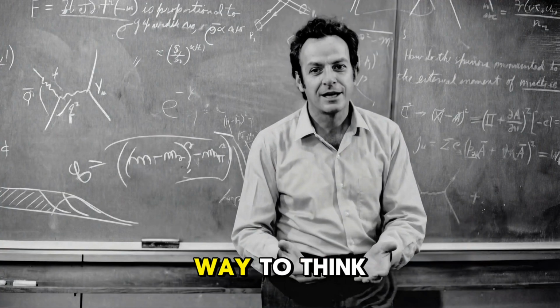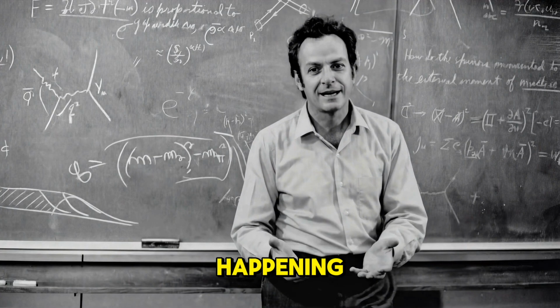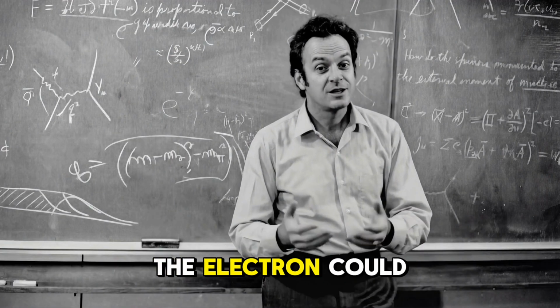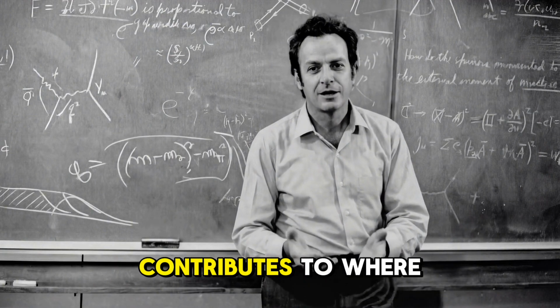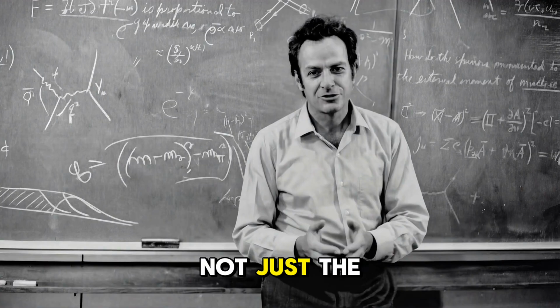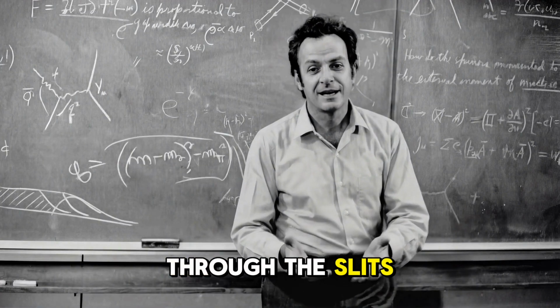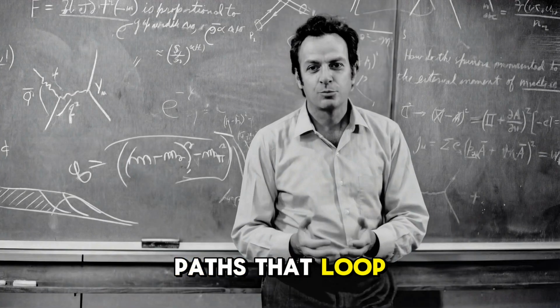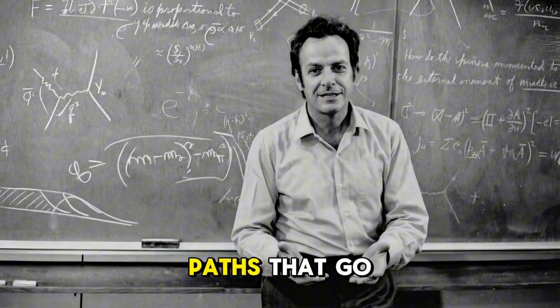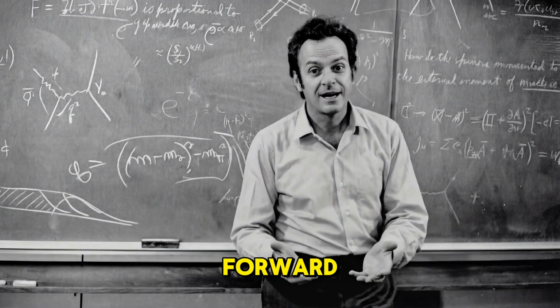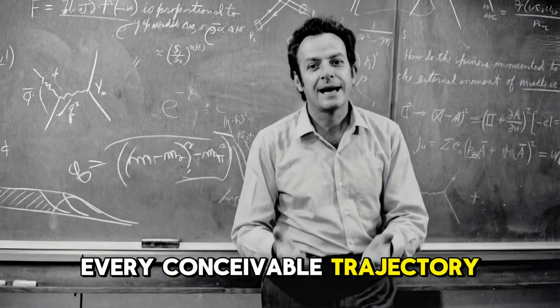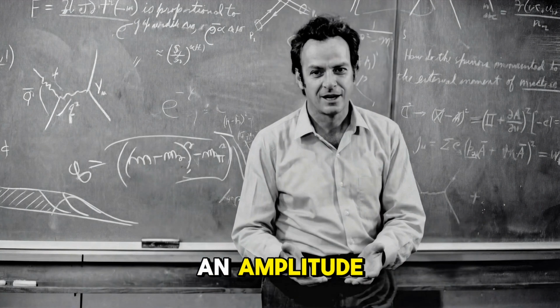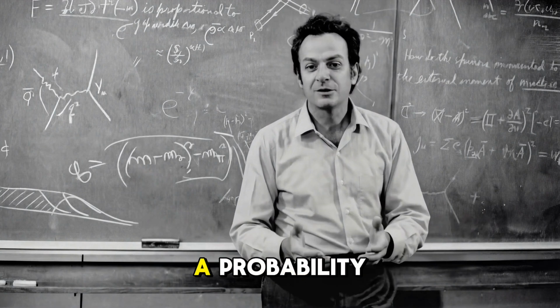There's a mathematical way to think about this that captures what's happening. Every possible path the electron could take from source to detector contributes to where it ends up. Not just the two obvious paths through the slits. Every path. Paths that curve wildly through space. Paths that loop around 17 times. Paths that go backward before going forward. Every conceivable trajectory. Each path contributes an amplitude, a complex number whose square gives a probability.